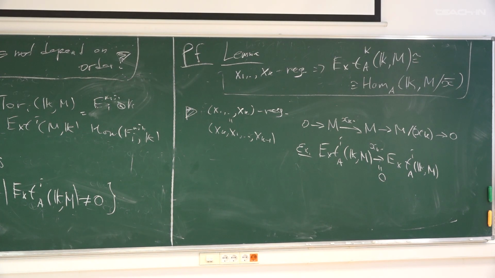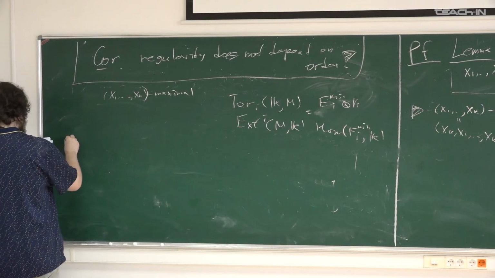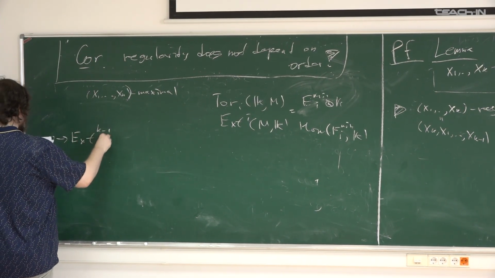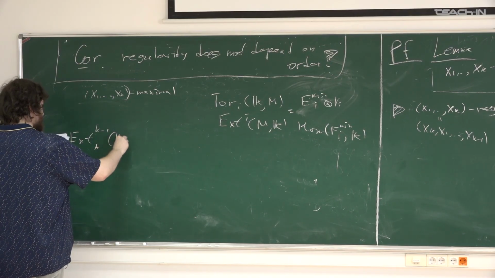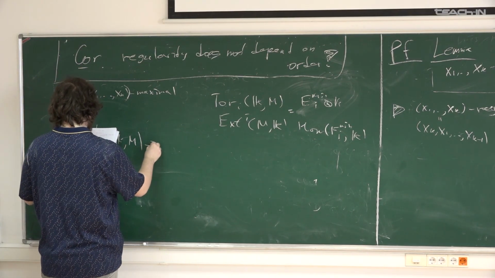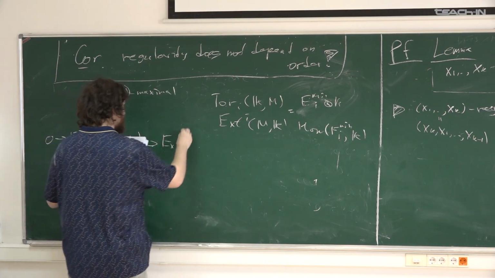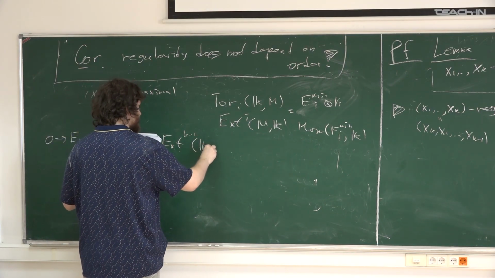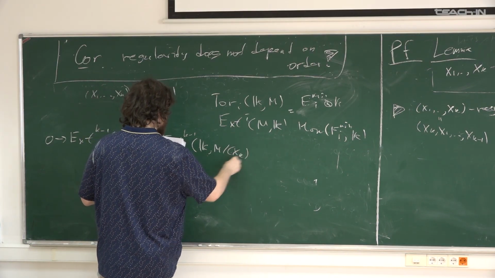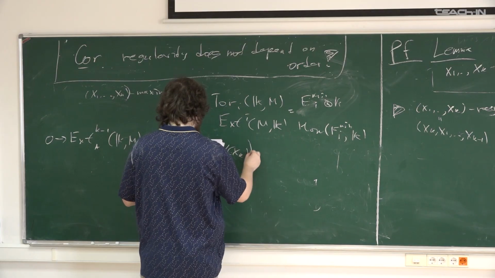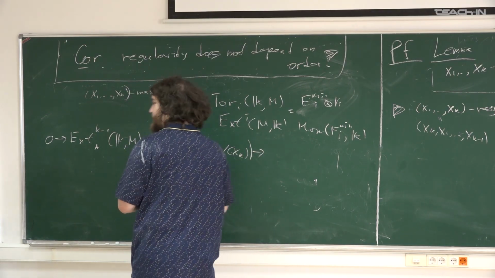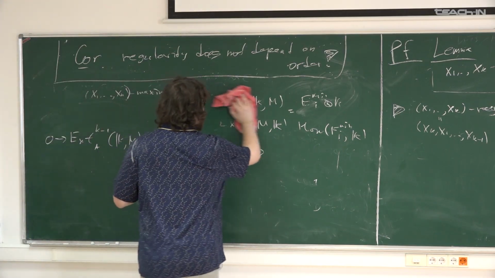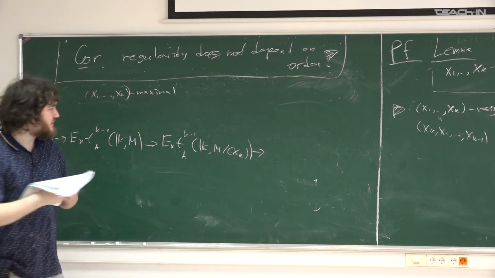Okay. What kind of short exact sequences do I obtain? I obtain something like this. I consider the leftmost one, Ext^{k-1}_A(k, M), where the map is induced by the quotient. Then the connecting homomorphism. And this is the end.